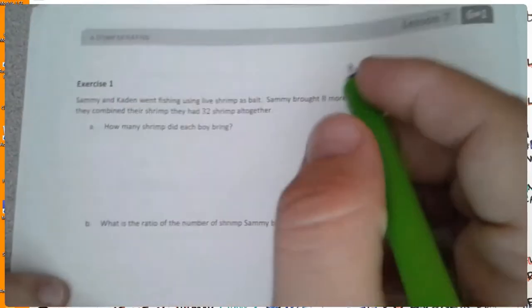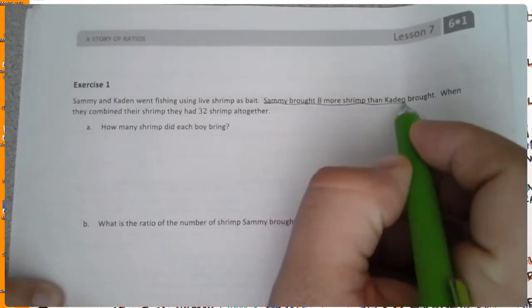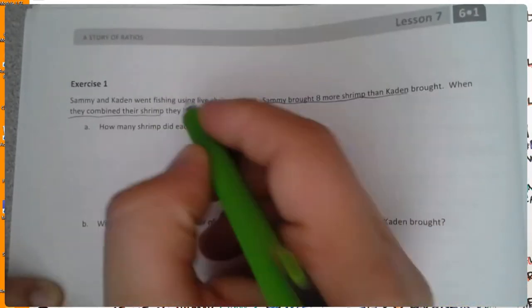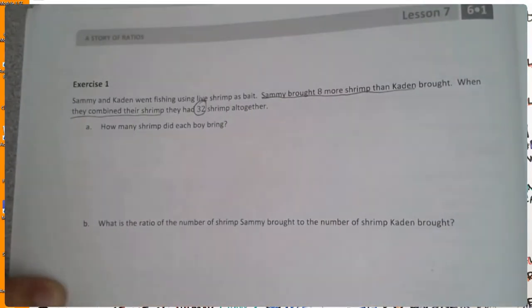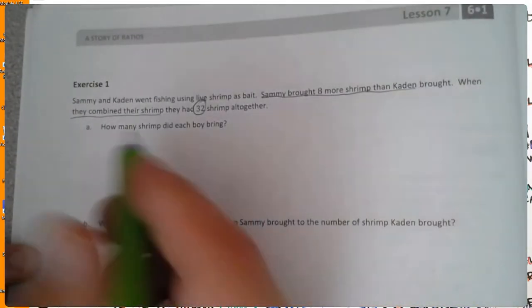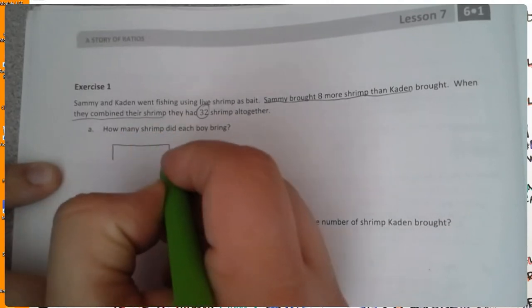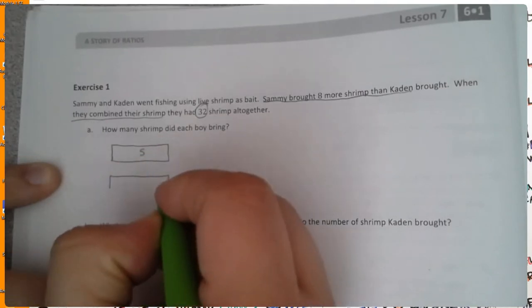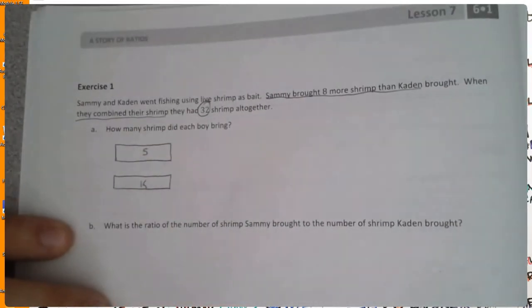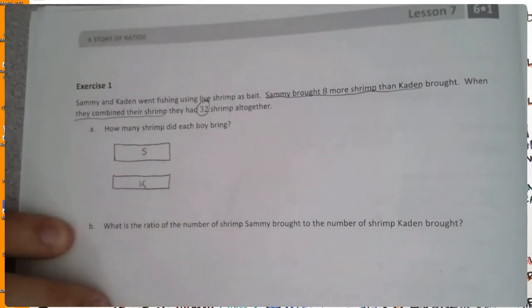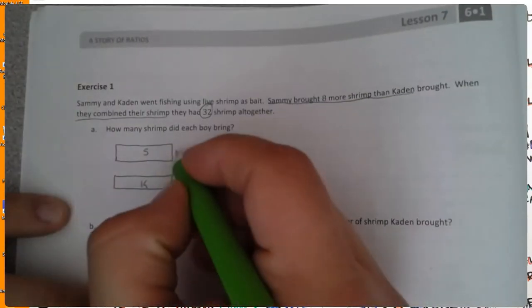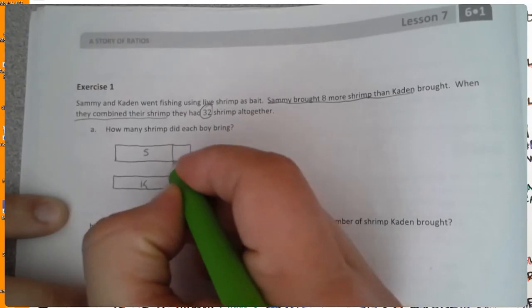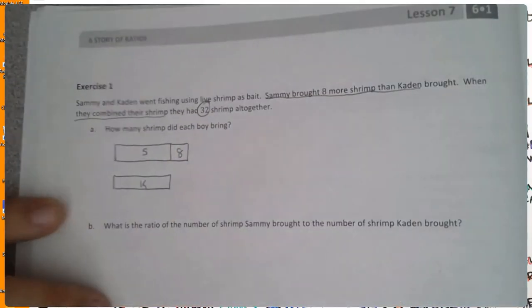Okay, we know that Sammy brought 8 more shrimp than Caden, and when they combined their shrimp, they had 32 shrimp altogether. So this is where it would be beneficial for us to do a tape diagram. So we're going to write out a tape diagram here real quick, and we're going to say that this one here represents Sammy, and this one here represents Caden. Okay. Now, at the very beginning of this, Sammy and Caden had the exact same number of shrimp. But Sammy said, you know what, I don't think I'm going to have enough shrimp in order to do my fishing. So what I'm going to do is I'm going to take 8 more shrimp. So Sammy brought 8 more shrimp with him.